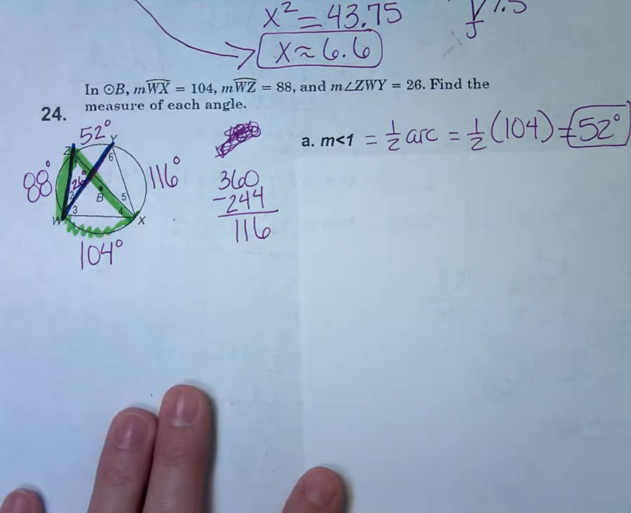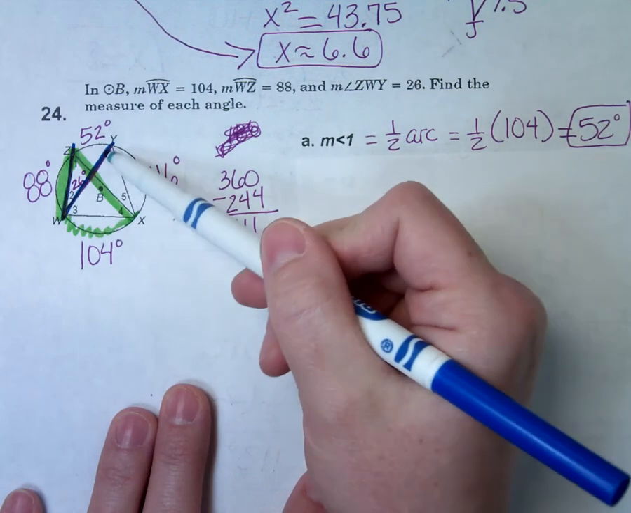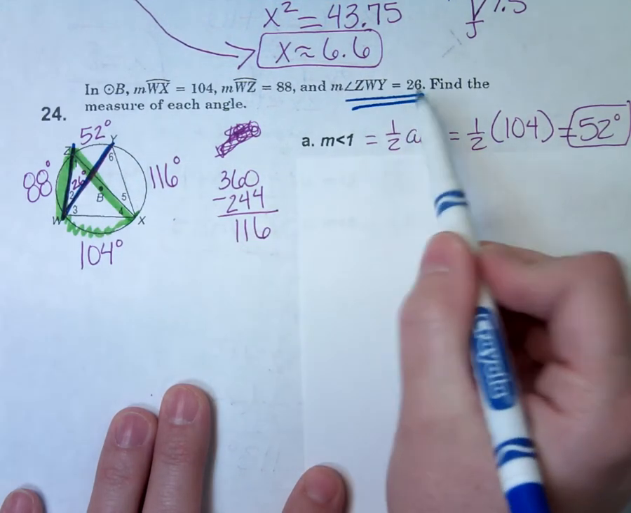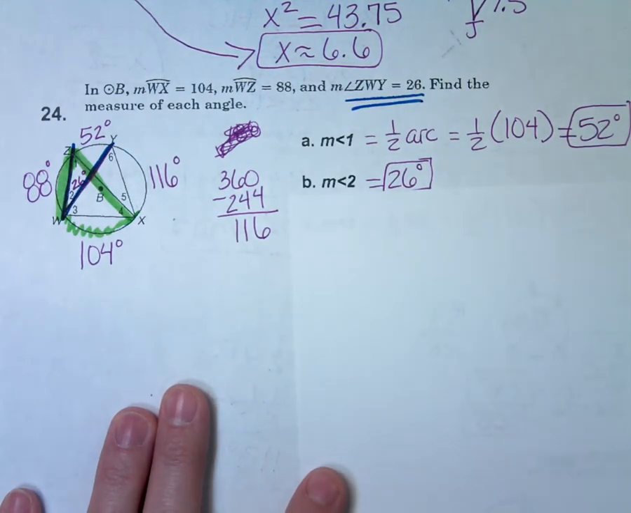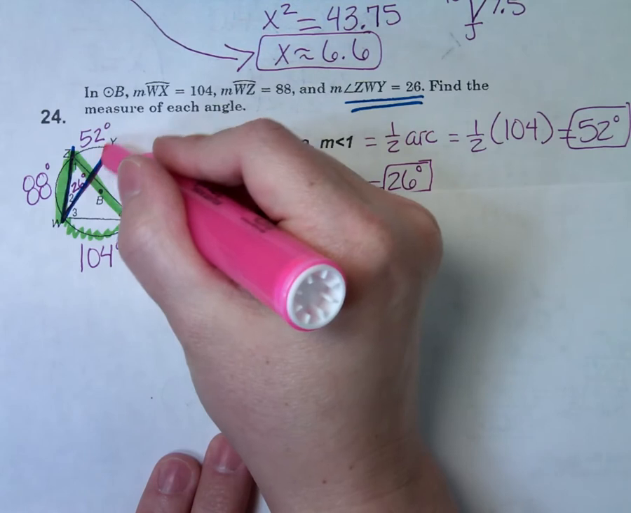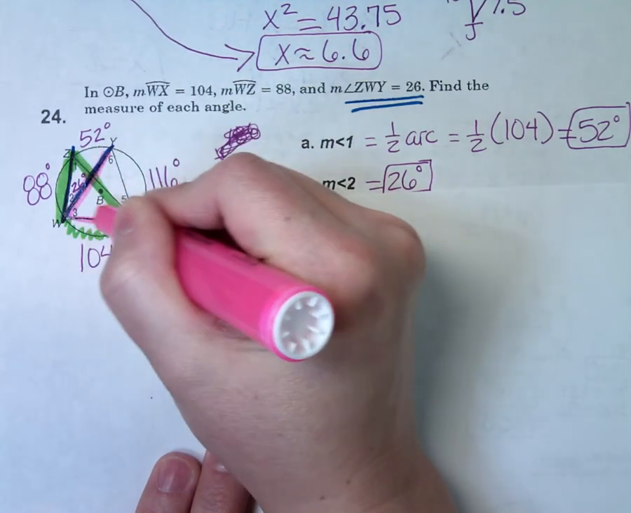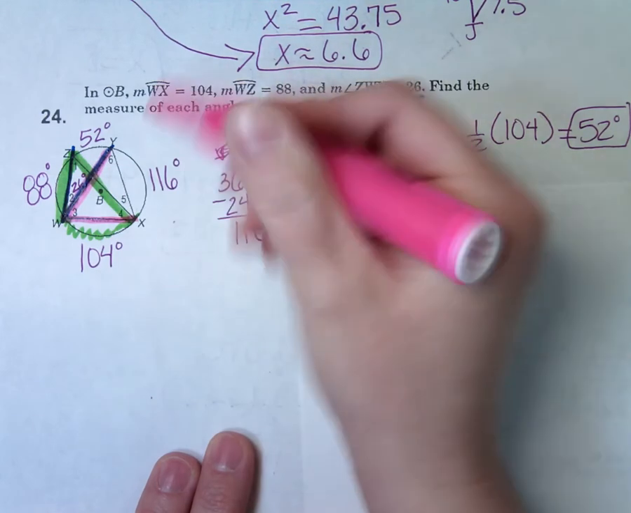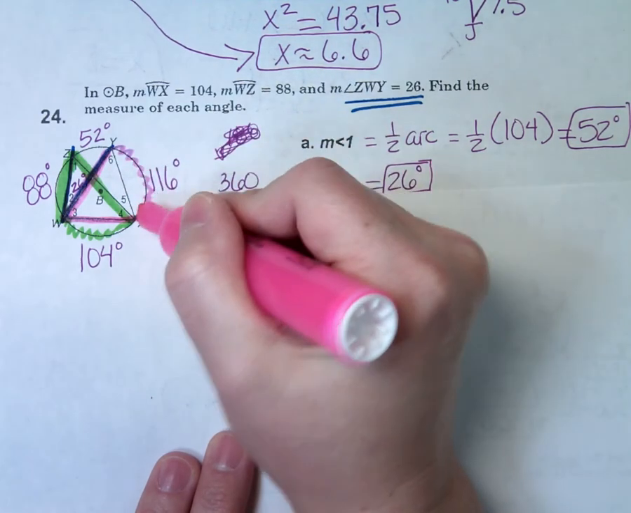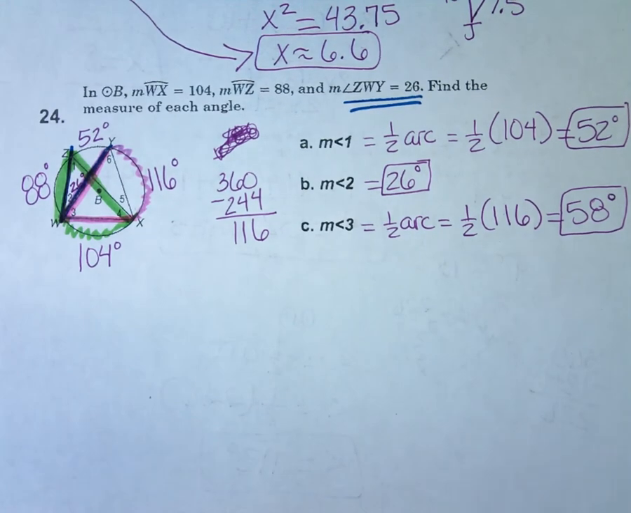Okay, next it wanted to know the measure of angle 2. The measure of angle 2 is 26. I know that because it was given to me right here. That one was easy. And then it wants to know the measure of angle 3. So I look at where angle 3 is, and you can see that angle 3's vertex is on the circle. So this angle will equal half of its intercepted arc. So it will equal half of 116, and that makes 58.